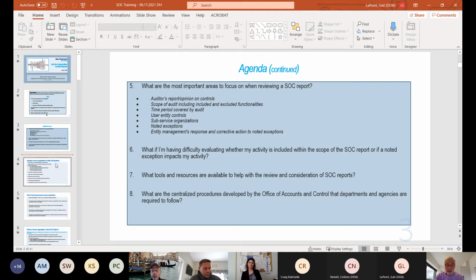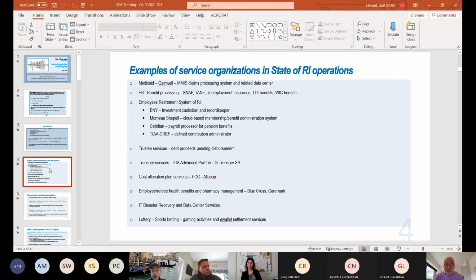So just quickly getting into the actual examples of service organizations in state of Rhode Island operations. This is an area that continues to grow quite significantly from when we first started looking at SOC reports. So they're all over the place. They're becoming more common because there's more outsourcing of activities, including pieces of activities.